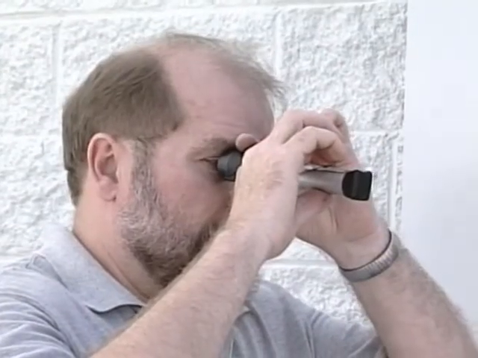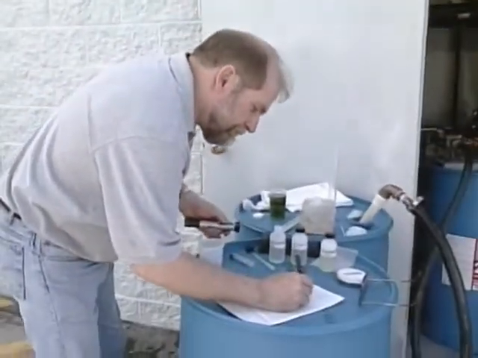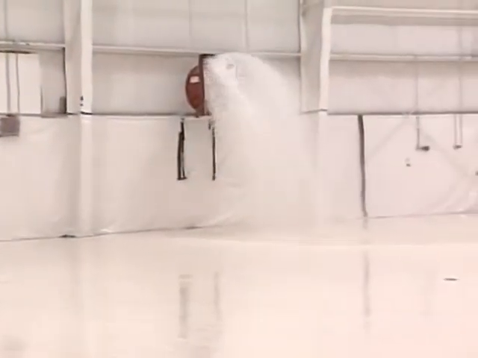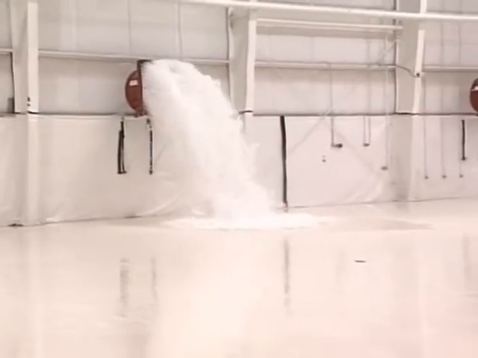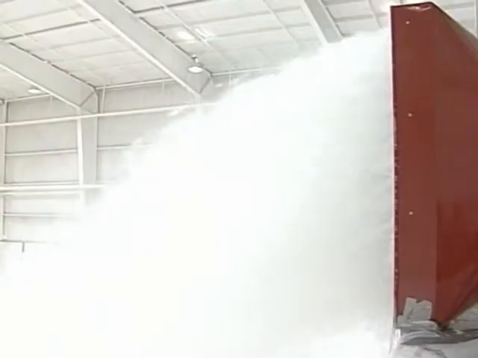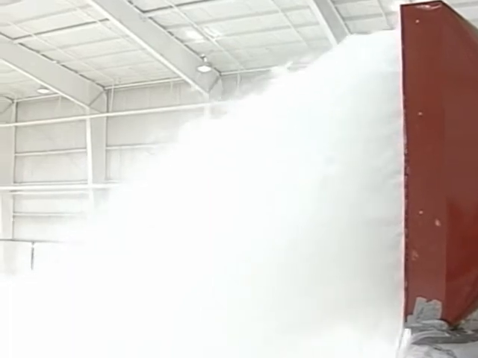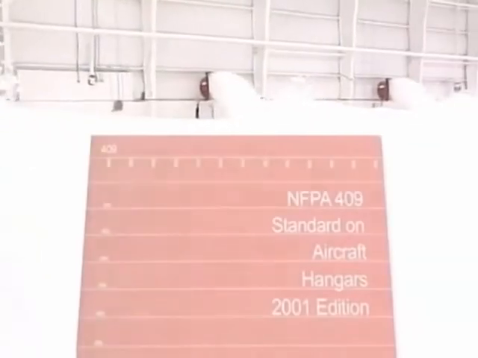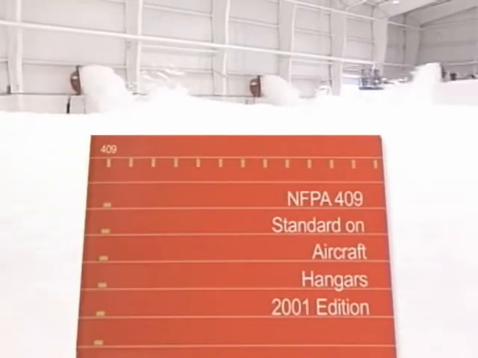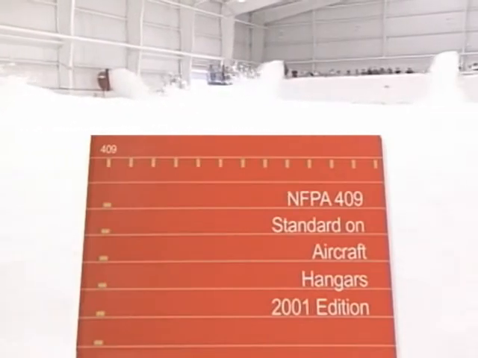With both tanks filled and all preliminary testing completed, it was time to run the test. Within seconds of operation, the first generator kicks into action. And soon, all 11 generators are discharging foam, with a total output of approximately 192,000 cubic feet per minute. Within 1 minute, the system has filled the service area to the 3-foot level as required by NFPA 409.